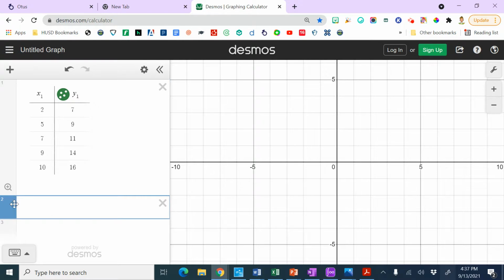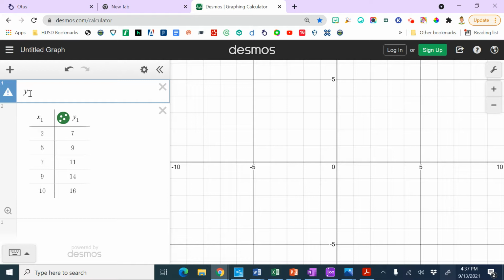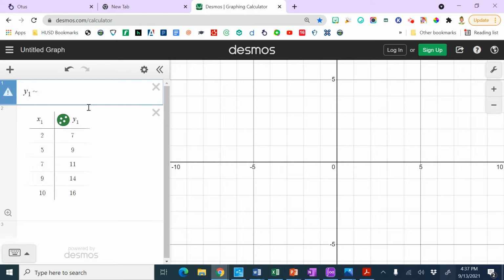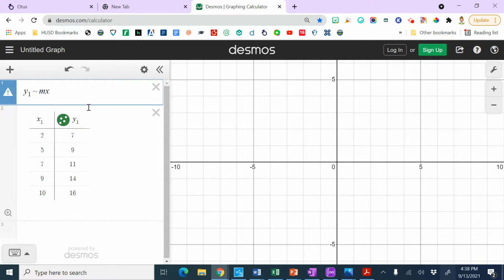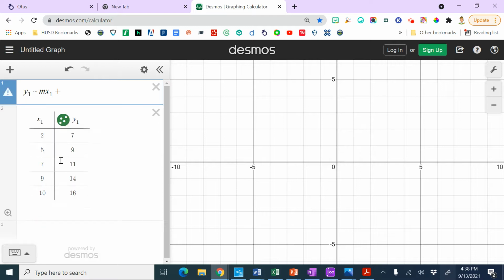So I'm going to take this brick here and move it up. Then I'm going to type in y with a subscript. I'm going to hold down the shift key and the underscore, which is right next to the 0, and go 1 because that's this heading right here. Then I'm going to use the tilde, which is the little squiggle next to the 1. I have to hold down shift and squiggle. I'm going to go m, x, and shift and underscore again for sub 1 because that's the data in this part of the table, and then plus b.